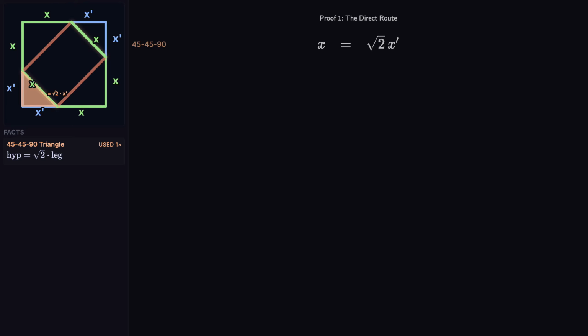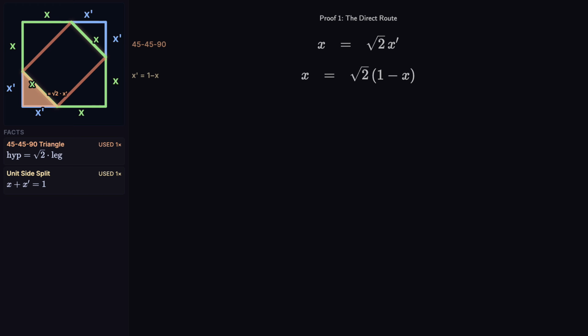which is x. In any 45-45-90 triangle, the hypotenuse is root 2 times each leg. So immediately we can write x equals root 2 times x prime. That is the key geometric insight for proof 1. Now we use the unit side split. Since x plus x prime equals 1, x prime is just 1 minus x. Substitute that into our equation. We get x equals root 2 times the quantity 1 minus x.